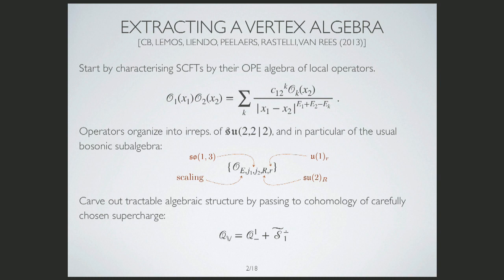And the way that we find a story about vertex algebras is by carving out some algebraic substructure of the full OPE algebra by passing to the cohomology of a carefully chosen supercharge, like one does with classic constructions like chiral rings, except in this case we're using this funny supercharge, which is a combination of a Poincaré supercharge, usually called Q, and some superconformal supercharge called S.